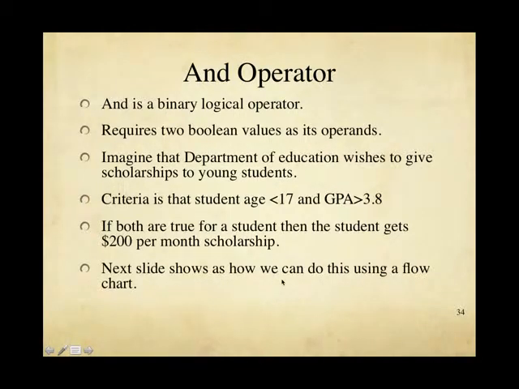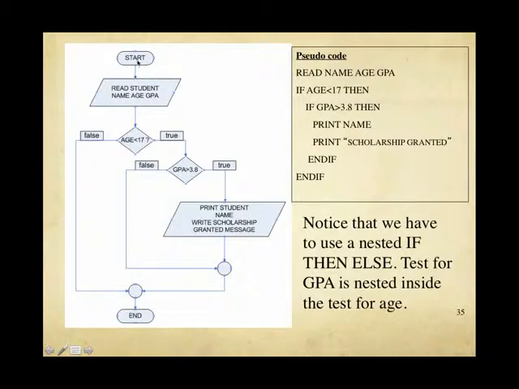And the next slide shows how we can do this using a flow chart. So we can start, read student's name, age, and GPA, 3 things. Okay, read name, age, and GPA. And then we test for age. If age is less than 17, if that is true, then we do a second test that GPA is greater than 3.8. And if that is true, then print student's name, write scholarship granted message. But age could be more than 17. If that is false, then we end the program, because in that case we do nothing.